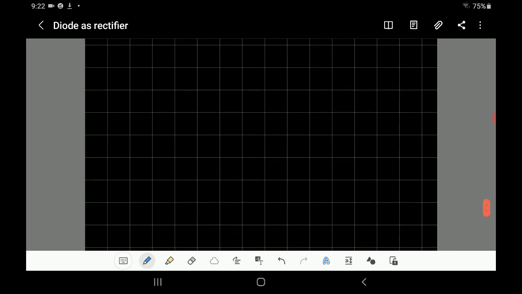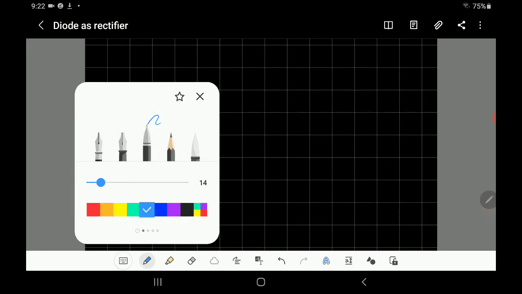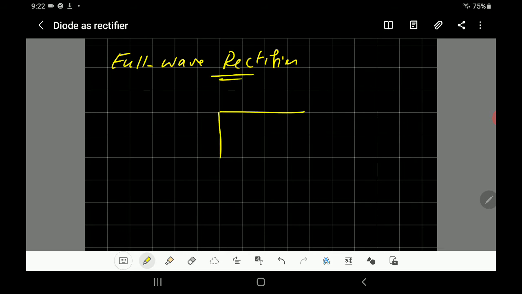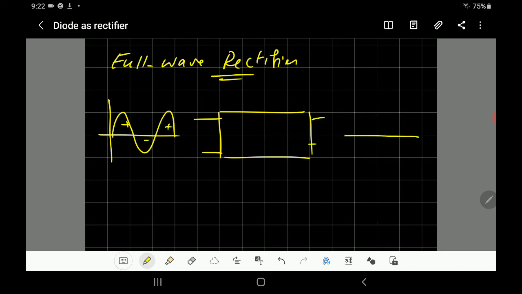Now let's go to another topic, the full-wave rectifier, and that will be the last one. The full-wave rectifier will be like this: you have the sine wave, with positive, negative, positive cycles. The output will let the positive pass through, and the negative will be flipped up and rectified.